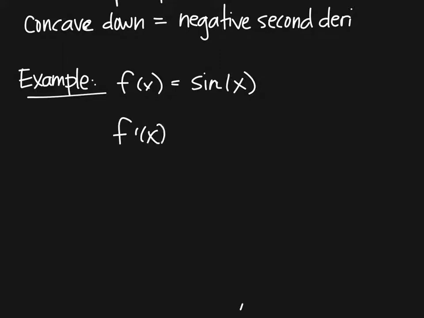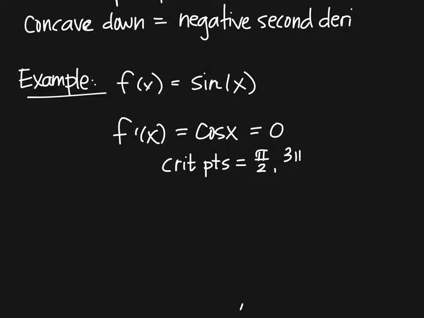So the first derivative of sine is clearly cosine. When we set that equal to 0, we'll get critical points. And those critical points are going to be pi halves and 3 pi halves within the first cycle. We could have 5 pi halves. We could keep going. There's lots of critical points.